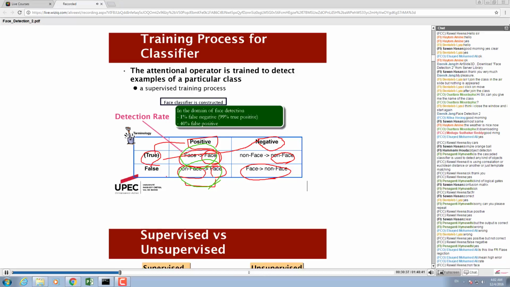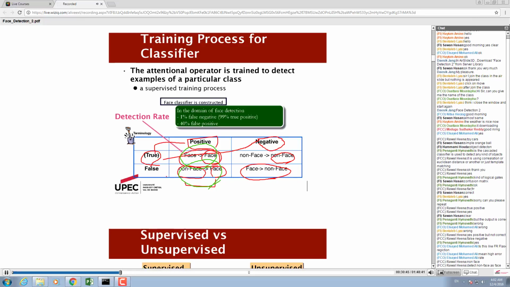Yes, high error. So false positive means error. Okay. So when we have too many false positives, it is a bad system, bad classifier. Okay. So true positive is good, false positive is bad.